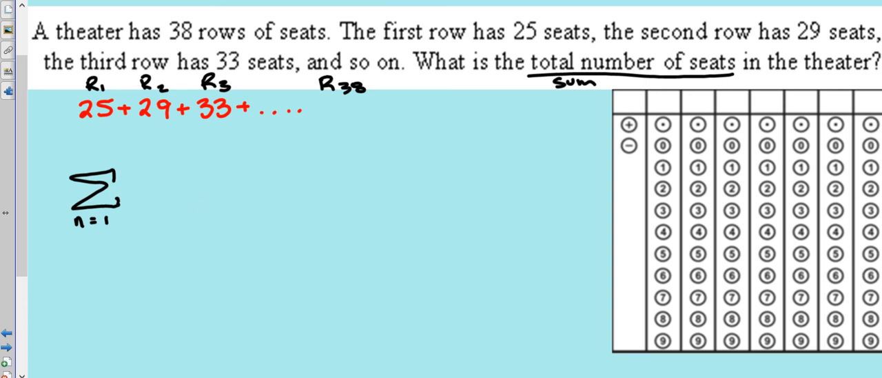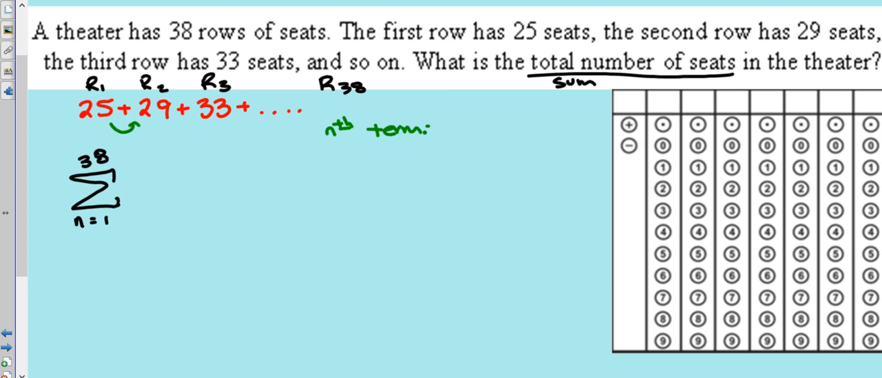In this case, we have 38 rows. So we're going to have a sum of 38 terms. Now remember, we put the explicit formula here. The explicit formula, if you look on your formula chart, is also called the nth term. And there are two different ones: one for arithmetic and one for geometric.